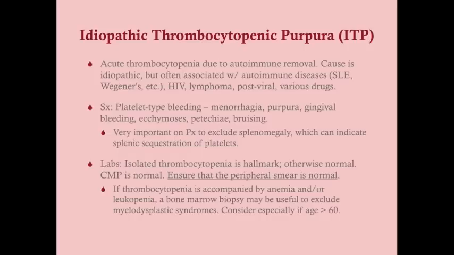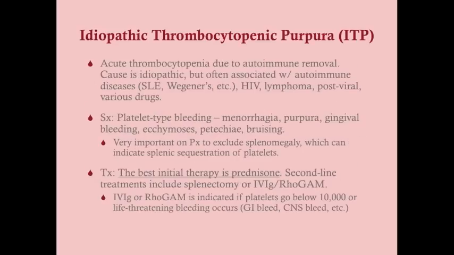As far as the treatment for ITP, if the patient is stable, we're going to give them prednisone. That's going to help with this autoimmune process. Second-line therapy is going to be reserved for patients who have precipitous drops in their platelet count or who have life-threatening bleeding disorders. And what you would do for them is either IVIG or RhoGAM. Remember, you can only use RhoGAM in Rh-positive patients. So GI bleeds, CNS bleeds, anytime platelets go less than 10,000, you're going to give them IVIG or RhoGAM.